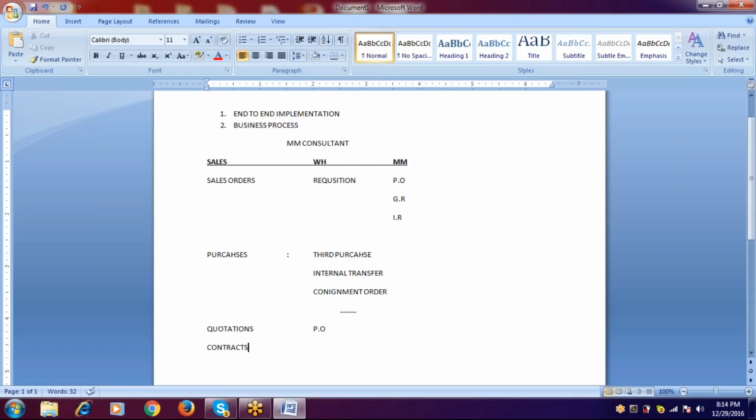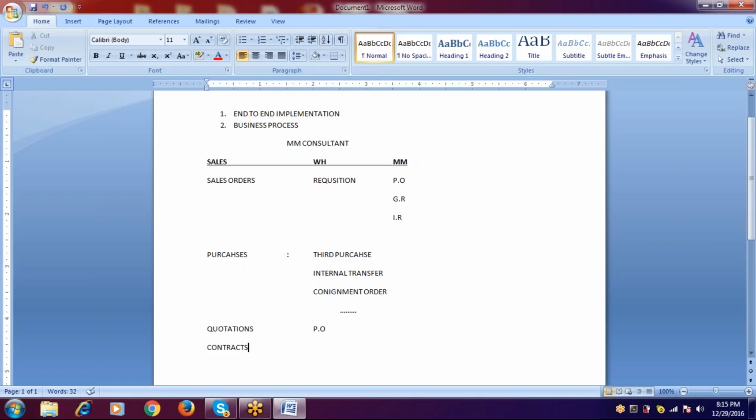Before the purchase order confirmation, there is a quotation. And after confirmation of the purchase order, before the GR, there is a contract. How much quantity you want, how much value of the product, and even between this date to this date, I can make a purchase of this much quantity and this much value of material. All these things can be discussed between the PO and the GR.